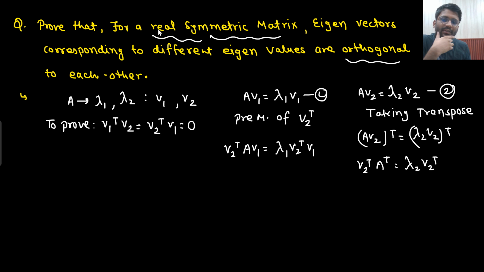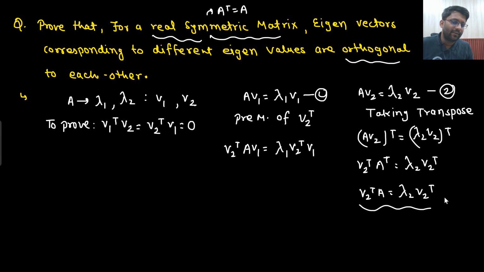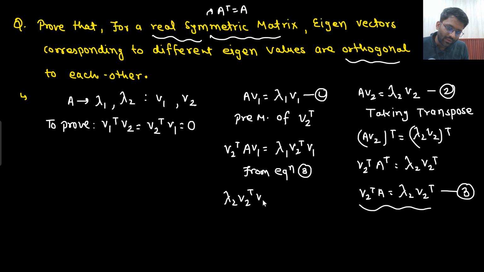So what is A transpose? Since it is a real symmetric matrix, A transpose is nothing but A only. So v2 transpose into A equals lambda 2 into v2 transpose. Is that clear to you? Let's call this equation 3. Now from equation 3, v2 transpose into A is nothing but lambda 2 into v2 transpose, and multiplying by v1, that would be equivalent to lambda 2 into v2 transpose into v1.